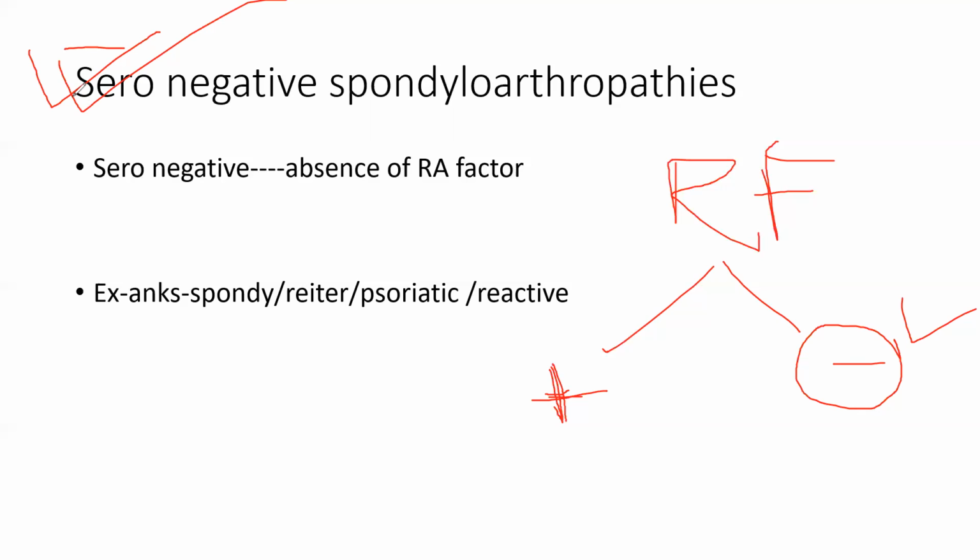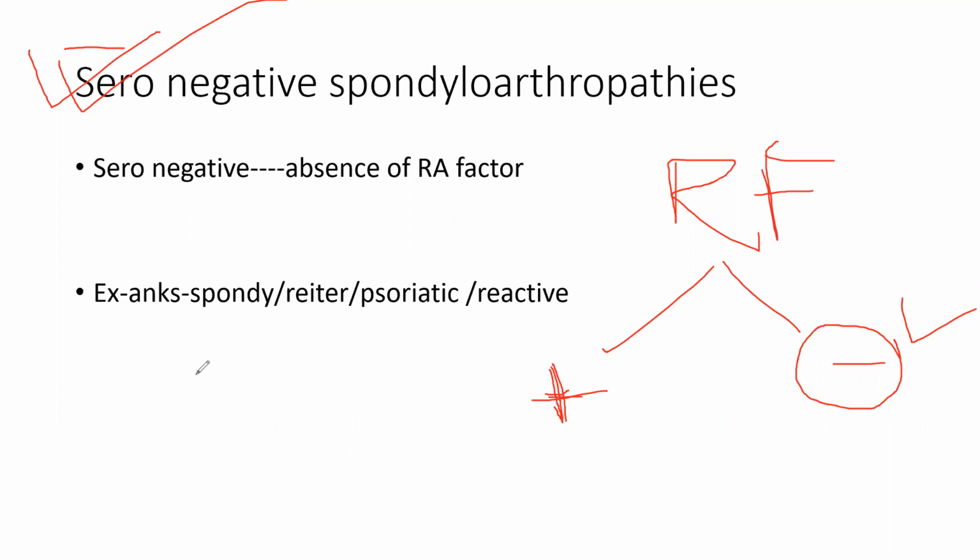We call that seronegative spondyloarthropathy. Spondylo means spine, arthropathy means the other joints are involved, but these are seronegative. So there is no rheumatoid factor association. Seronegative is absence of RF factor. So the absence of RF factor in a set of diseases is called seronegative spondyloarthropathy. You will find many diseases like this.